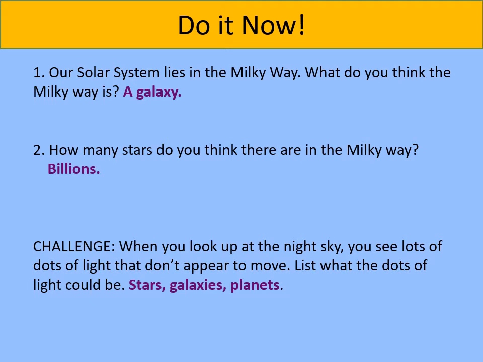Now, in terms of the challenge, when you look up at the night sky, you see lots of dots of light that don't appear to move. I asked you to list what the dots of light could be. Well, they could be stars. They can actually be entire galaxies. And they could be planets. We can actually see 5 of the 8 planets in our solar system with our naked eye.